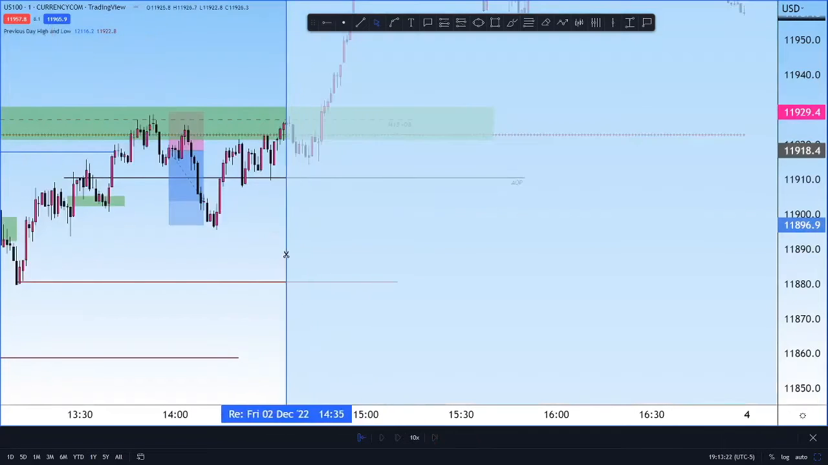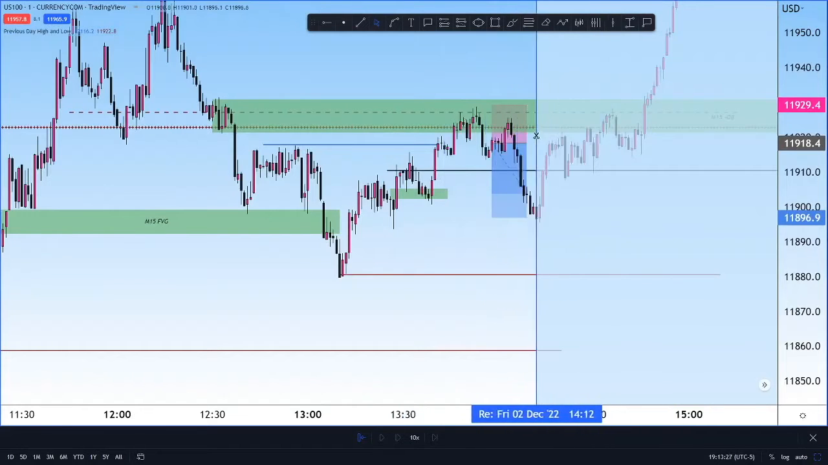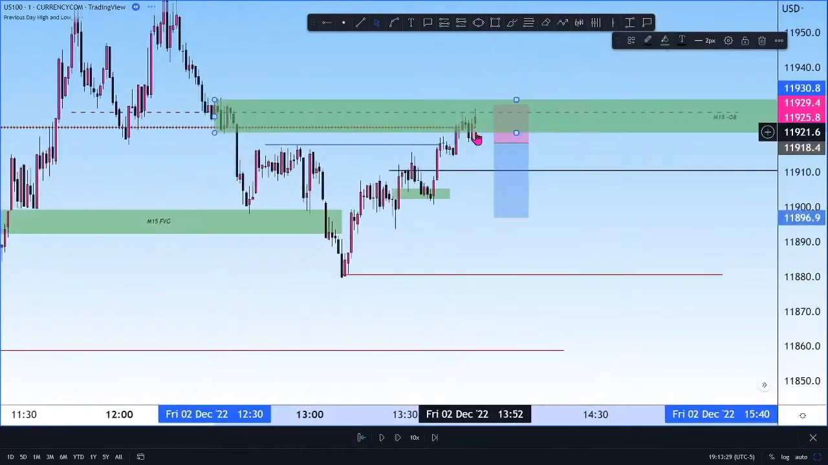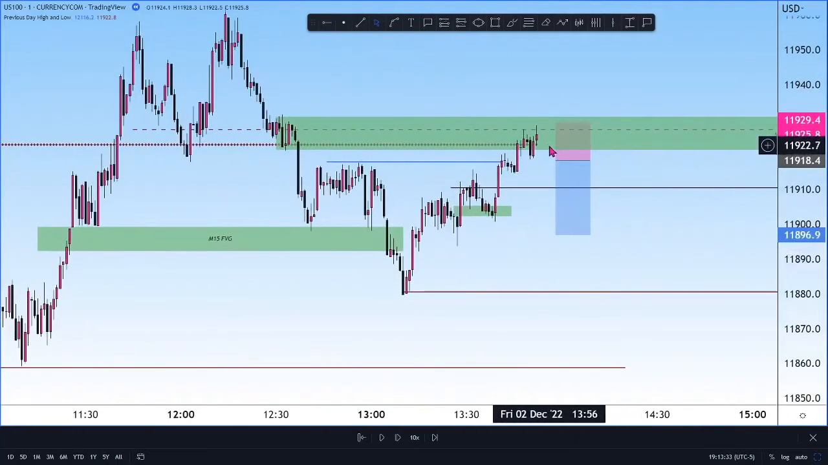All right, anyway, let's take it back to here. Working on this. So we push back into that fair value gap one more time. And now I'm like, okay, if we can break below this low and potentially even break below this low, then I want to look for shorts.